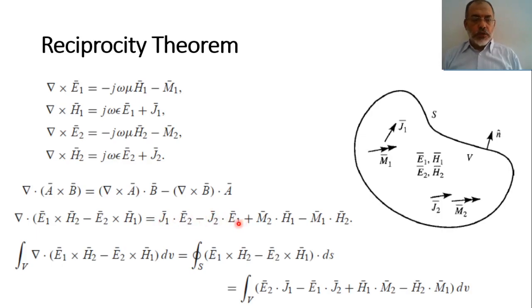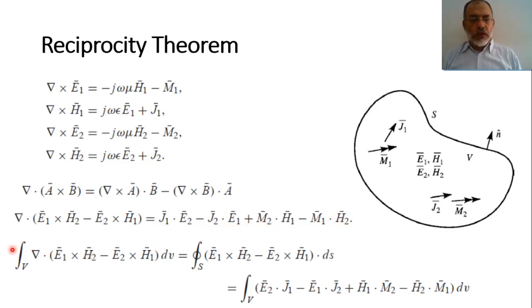Okay? So, this is the divergence of E1 cross H2 minus E2 cross H1. It equals J1 dot E2 minus J2 dot E1 plus M2 dot H1 minus M1 dot H2. Now, by applying the divergence theorem, which states that the integration over the volume of the divergence of any vector equals the integration over a closed surface of this vector dot ds. So, the integration over the volume of this term equals the integration over the volume of this term.